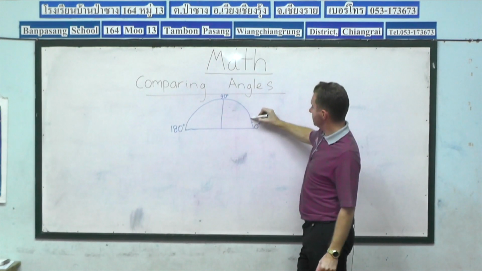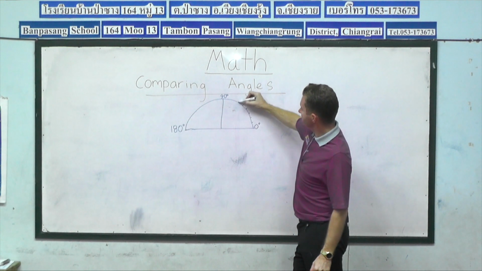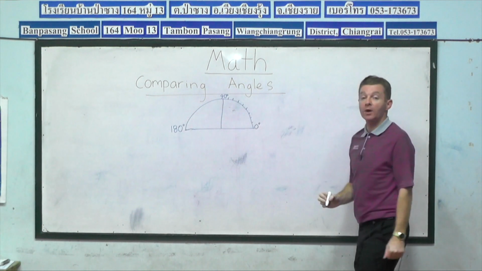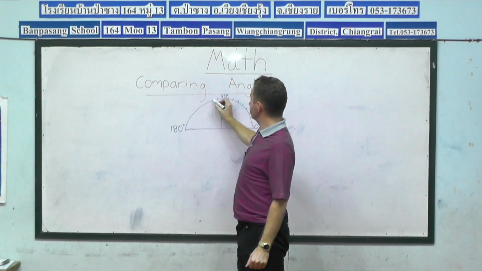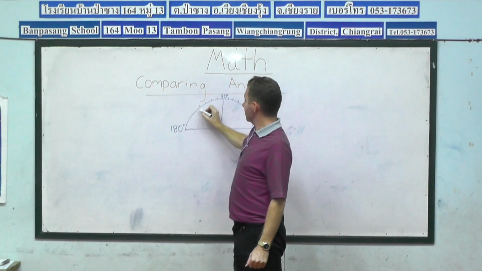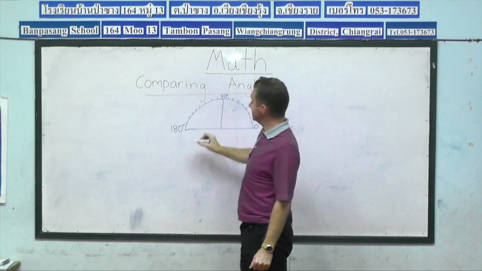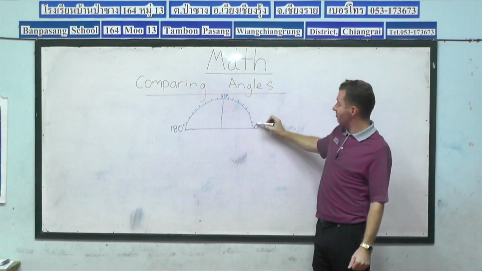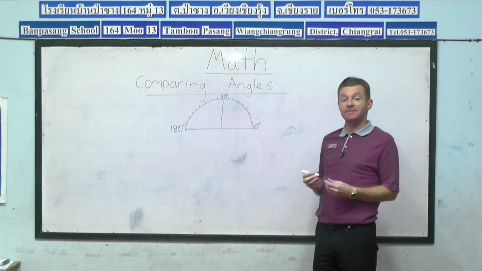And then we have 10, 20, 30, 40, 50, 60, 70, 80 degrees, all the way up from 0 to 90. And then 100, 110, and so on up to 180. Okay, so you can see we've got our protractor with all the angles marked out in stages of 10 degrees.